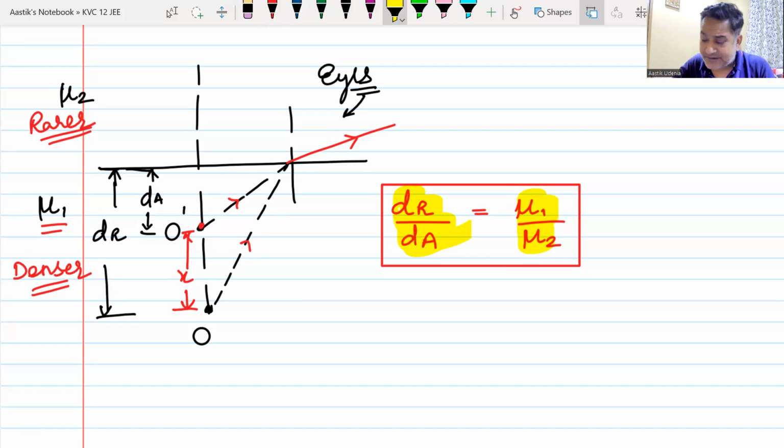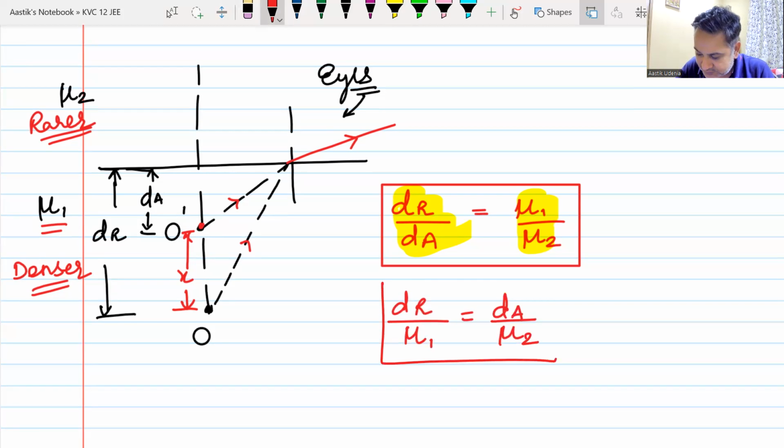Now you can remember it in many ways that you feel like. You can remember it like this: dr divided by mu 1 will be equal to d apparent divided by mu 2. Nothing else.